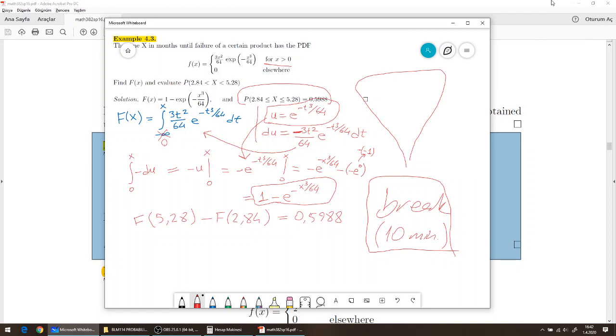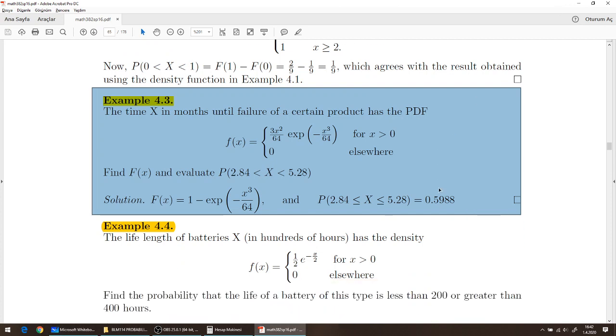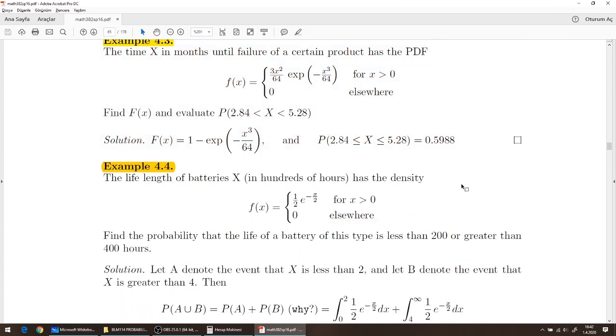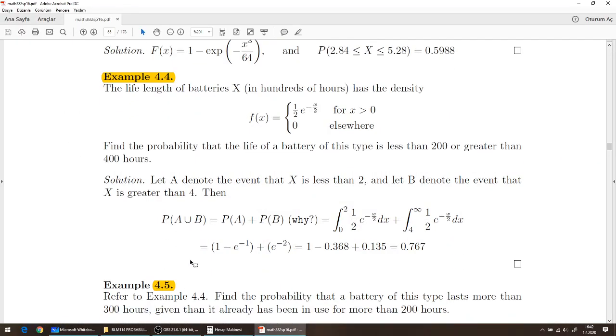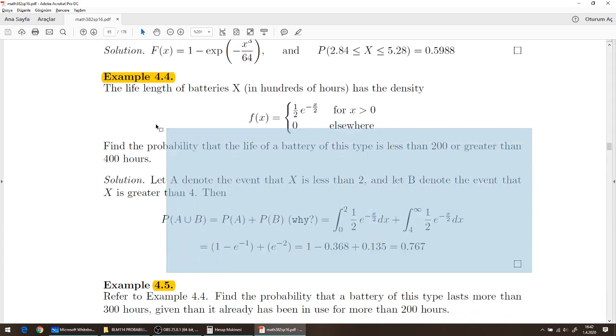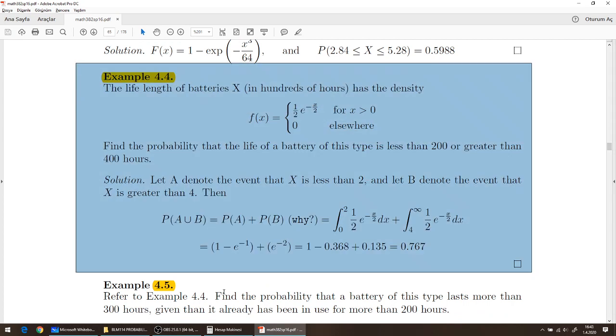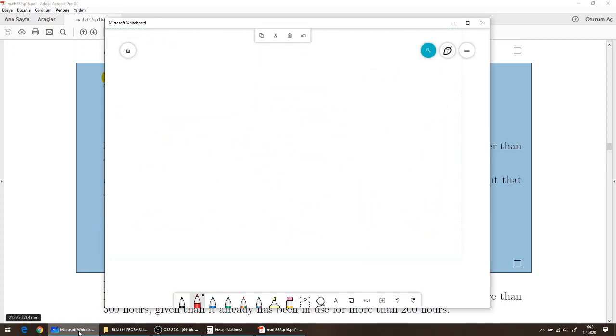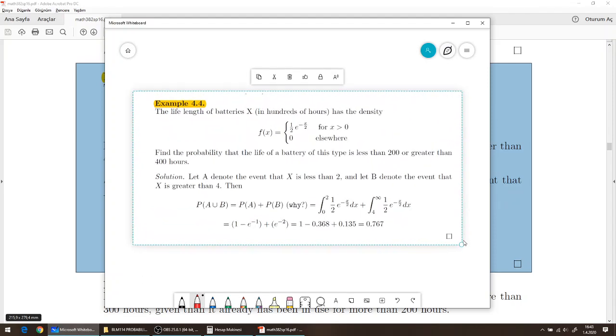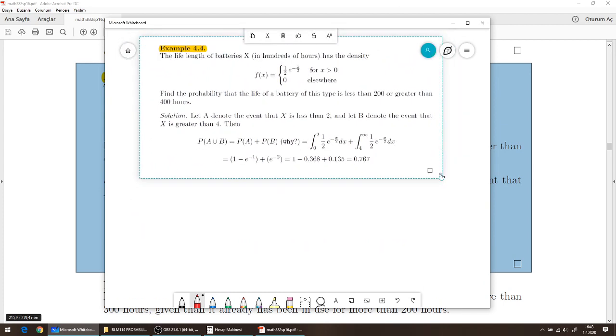Yes, friends, let's continue with the next question. Example 4.4. Let me check. Any problem? No, it's working, I think. Take a screenshot from 4.4. Take a copy.